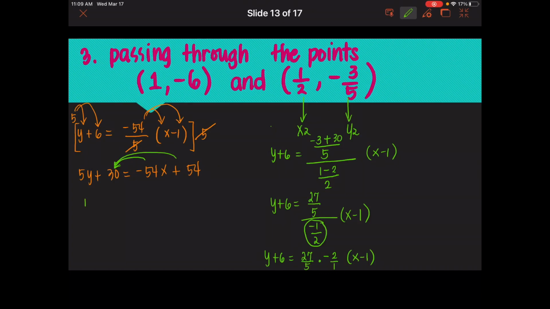So I'll have 54x plus 5y plus 30 and then minus 54 equals 0. Then we'll just simplify: 54x plus 5y, and then 30 minus 54 is negative 24, equals 0. So this will be my final answer.